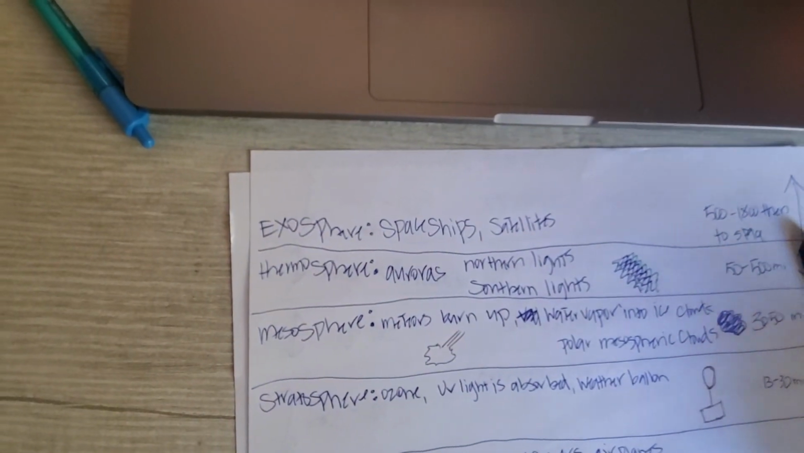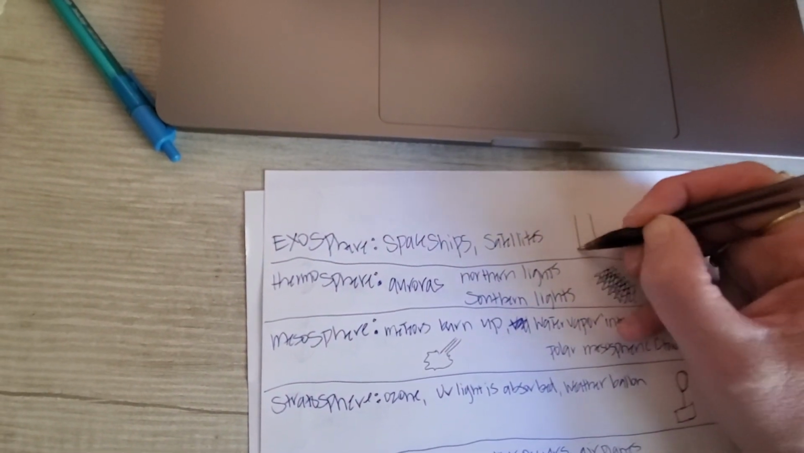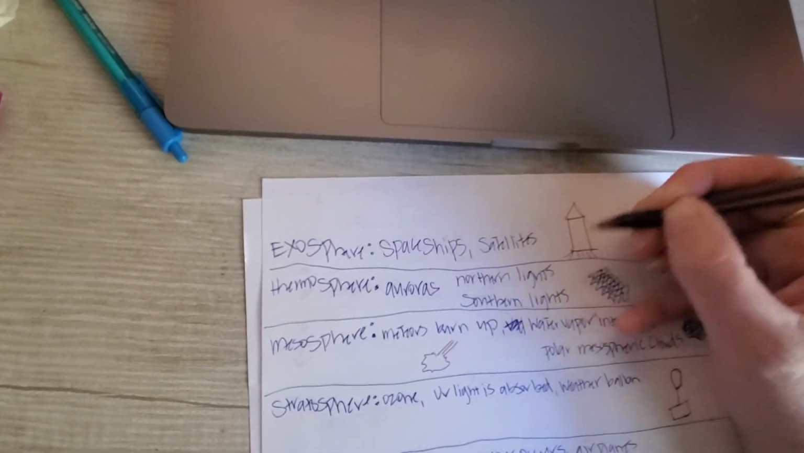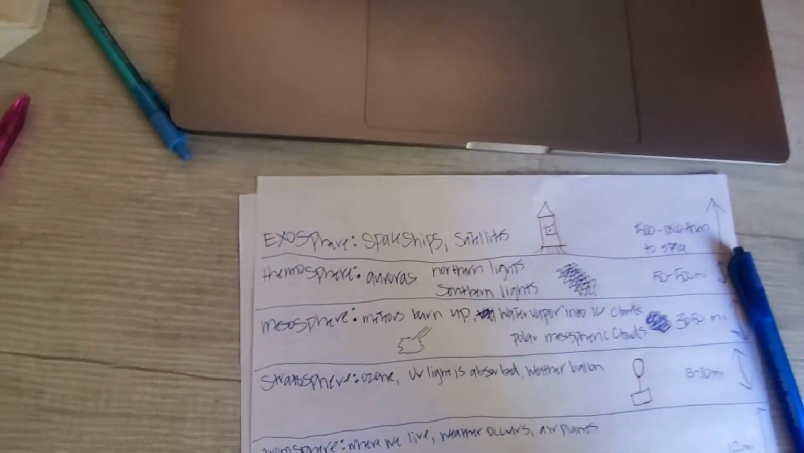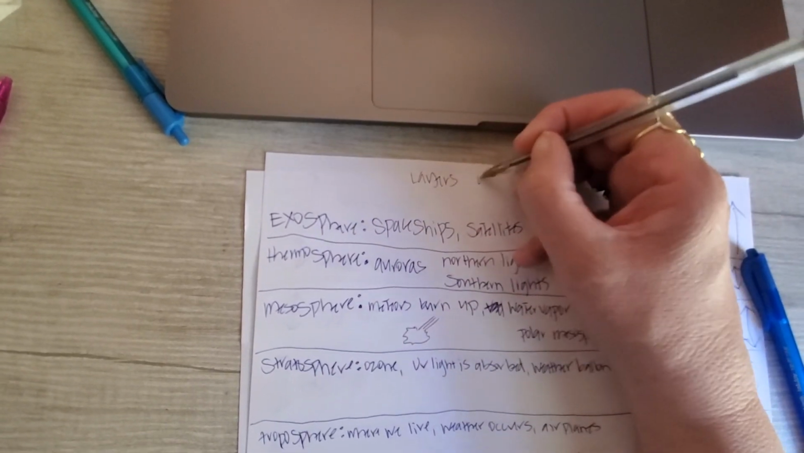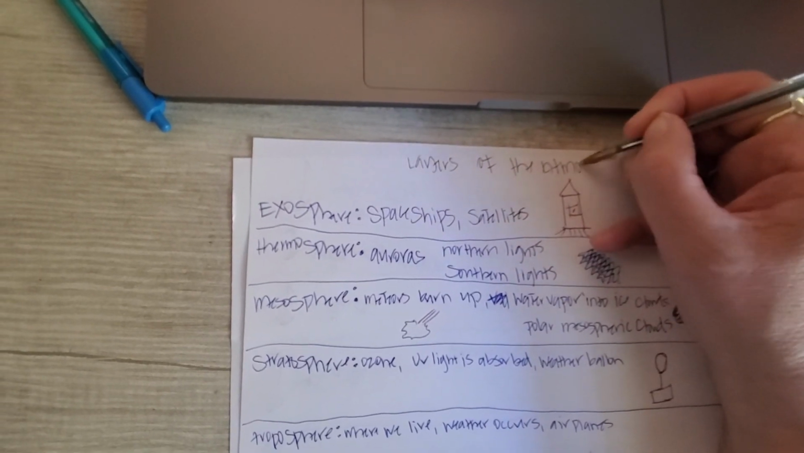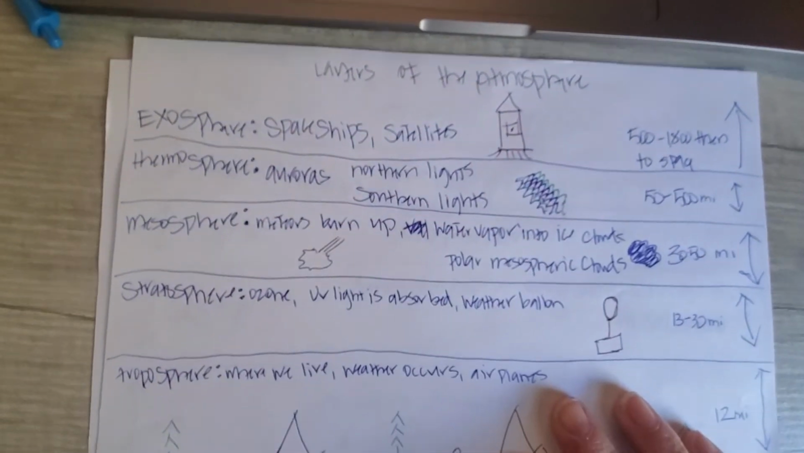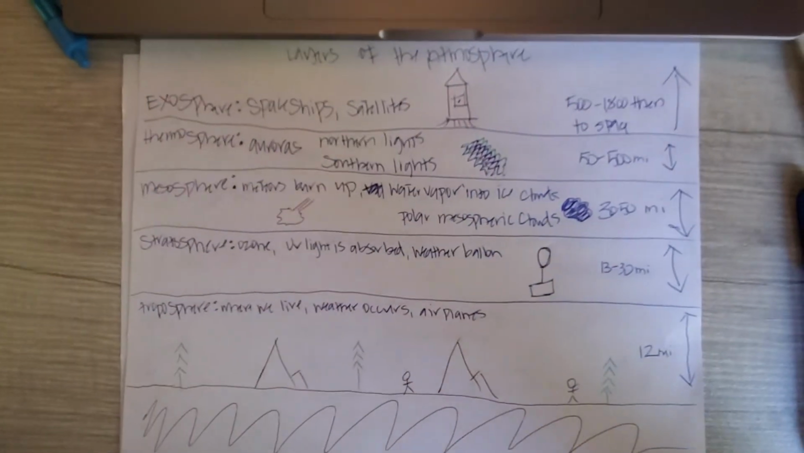Okay. Here's my attempt at a spaceship. All right, don't forget to label. Layers of the atmosphere, and there is your diagram. Email me if you guys have any questions.